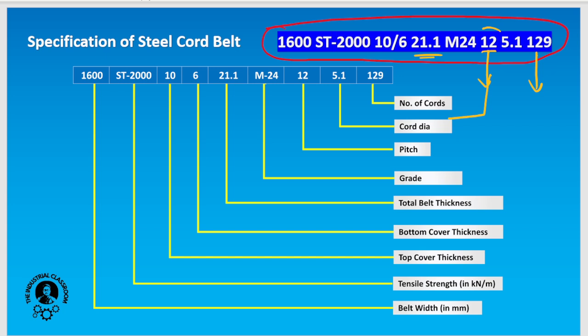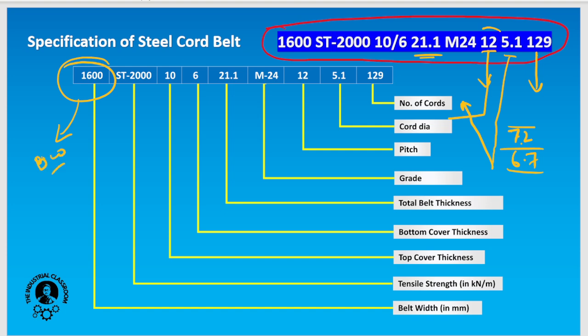So 12 is the pitch and 5.1 is the cord dia. We may have different cord dia, for example 7.2, 6.7. These are different types of cord dia associated with it. In a simple specification, we learn that the first set of characters is the belt width, in both fabric belts and steel cord belts. The second, especially in steel cord belts, consists of the rating, right?